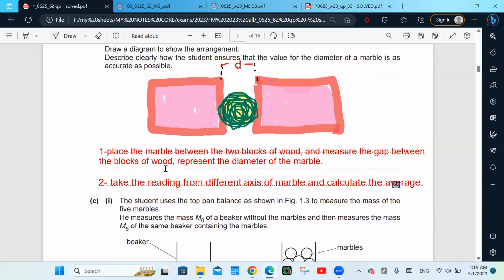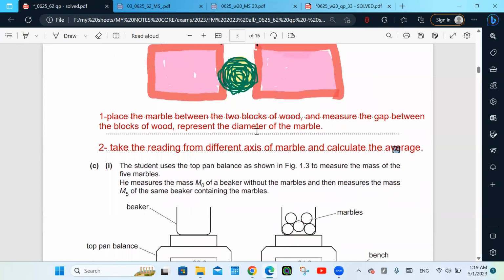So simply you can place the marble, or the sphere, between the 2 wooden blocks and then measure the gap between them. So the gap here represents the diameter of the marble. But wait, you need to increase the accuracy, to decrease the uncertainties of your value. So you may repeat the experiment by taking the reading from different axes of the marble and then calculate the average.